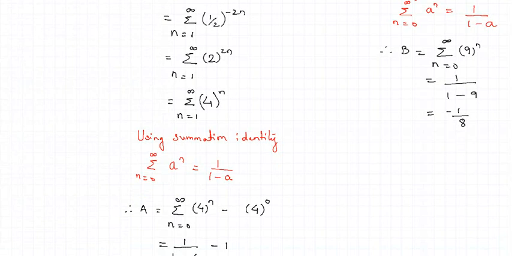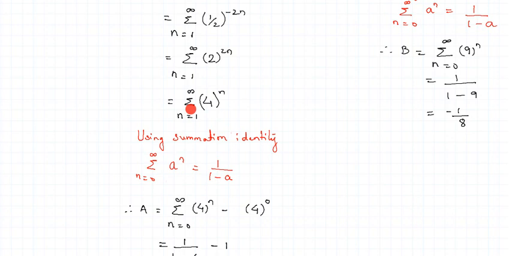So we know the summation identity is the sum from 0 to infinity of a raised to n is 1 upon 1 minus a. This identity says that the summation limit should be 0 to infinity and the given problem should be in the form of a raised to n. Then you can apply the identity and express it as 1 upon 1 minus a. Correct. So is it in the form?